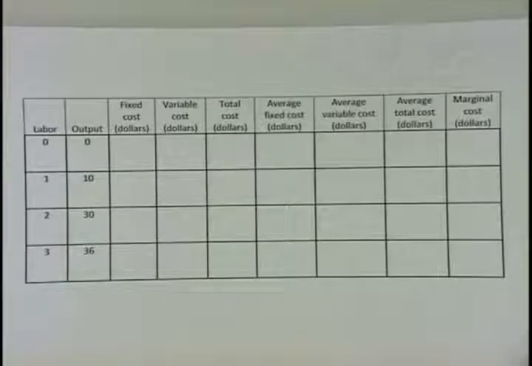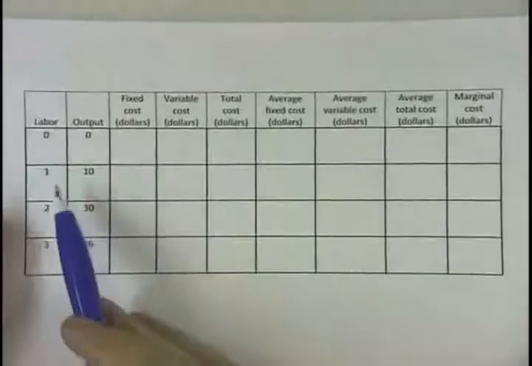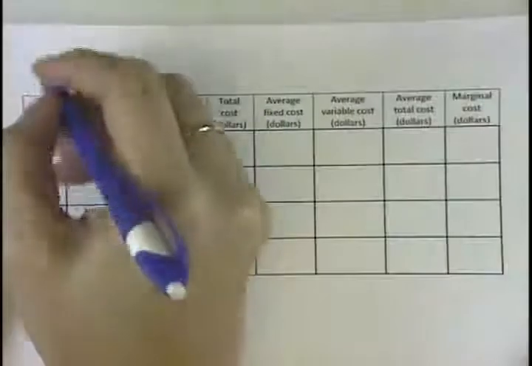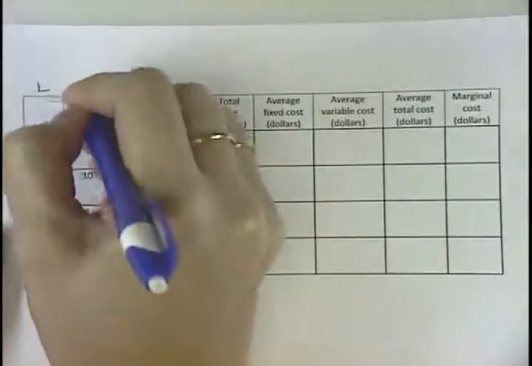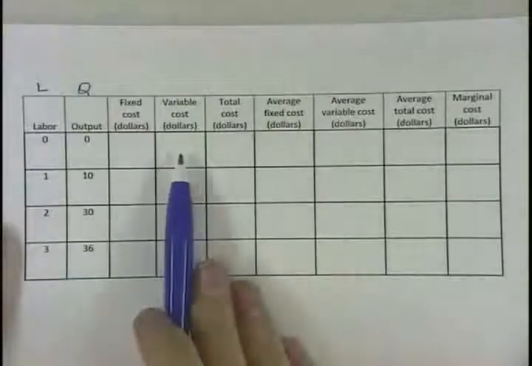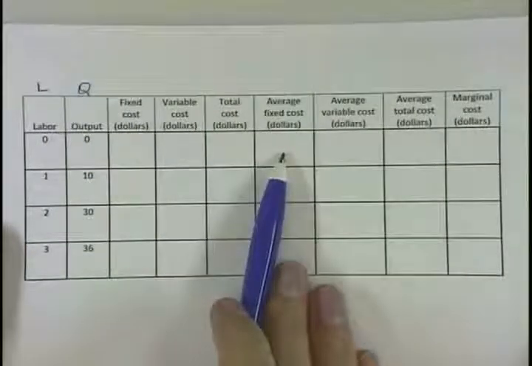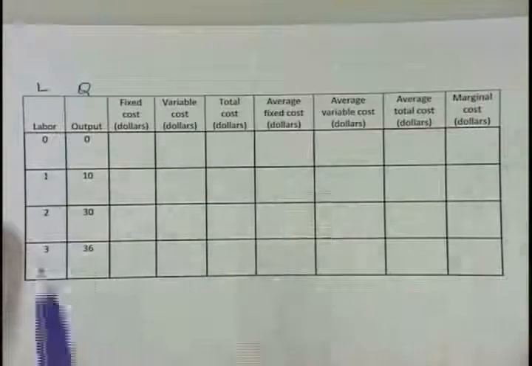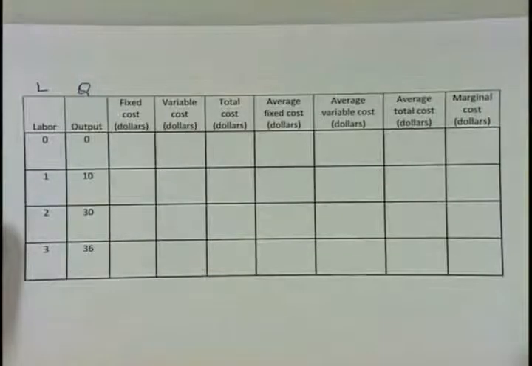For this video, we're going to figure out our cost structure for the firm. On the video for average product and marginal product, we gave you some data for labor and output. So here's going to be our L variable and our Q variable. Then we're going to look for fixed cost, variable cost, total cost, average fixed cost, average variable cost, average total cost, and marginal cost.